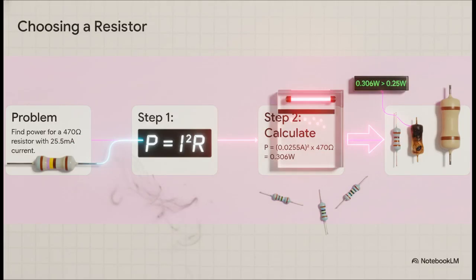And this right here shows you why that formula is so important in the real world. Let's find the power for a 470 ohm resistor with 25.5 milliamps going through it. We use P equals I squared R, remembering to convert to amps, and we get 0.306 watts. Now, a standard resistor is rated for a quarter watt, or 0.25. Our value is higher than that, so we've got to grab the next size up, a half-watt resistor. Otherwise, you're going to smell smoke.